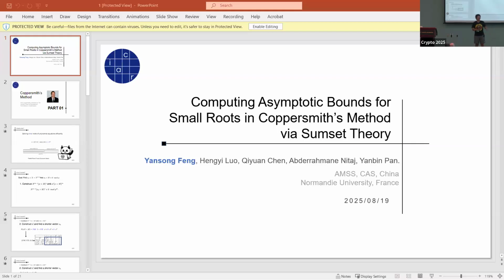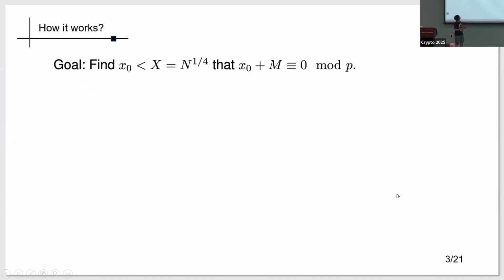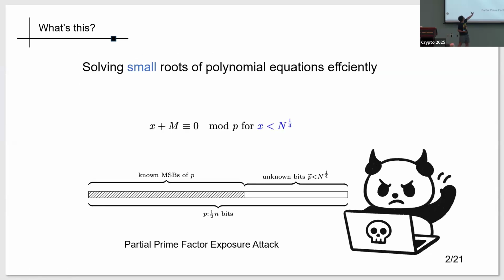Here m is a known constant, a constant term. In our example, m is the known top bits, and the unknown part is x. So x plus m is the whole p, which equals 0 when you mod p.